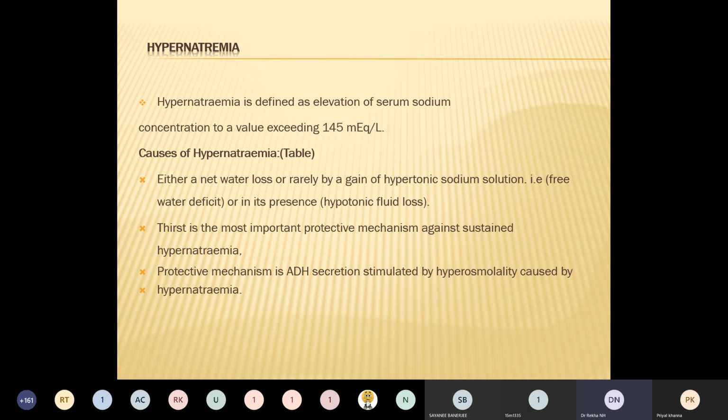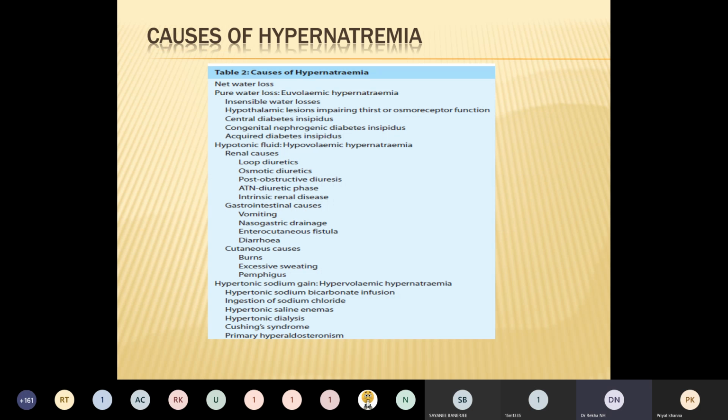So coming to hypernatremia. Hypernatremia is defined as elevation of serum sodium concentration of more than 145 milliequivalents per liter. So these are the causes of hypernatremia, that is net water loss, whenever there is insensible water loss through sweating. It is the commonest cause for hypernatremia, or in an ICU patient who is on a mechanical ventilator. So that is the commonest cause for hypernatremia in ICU.